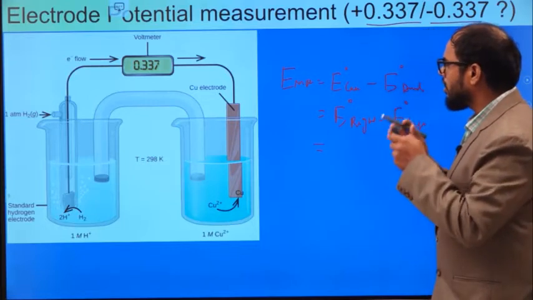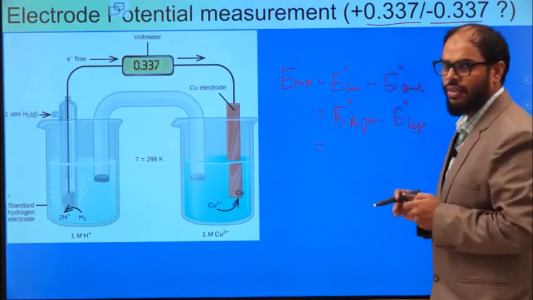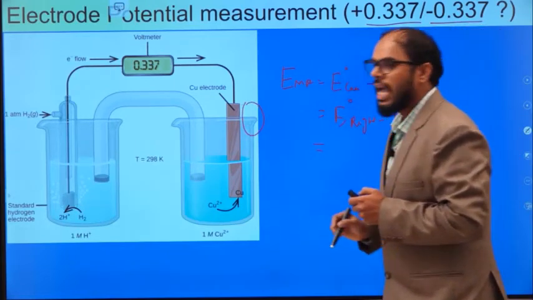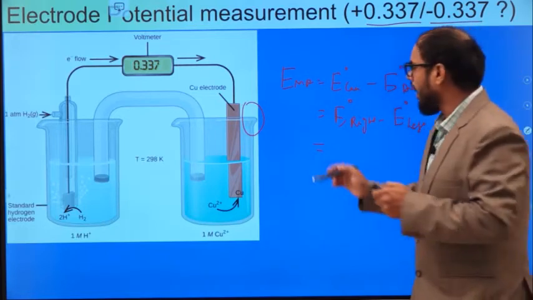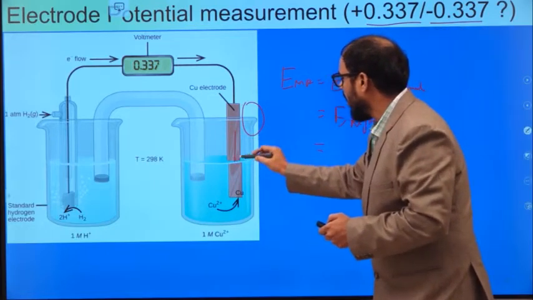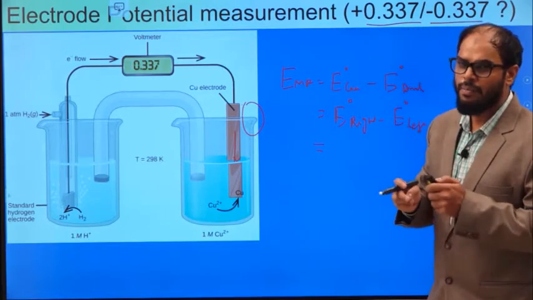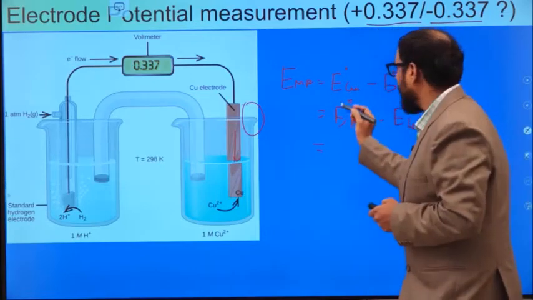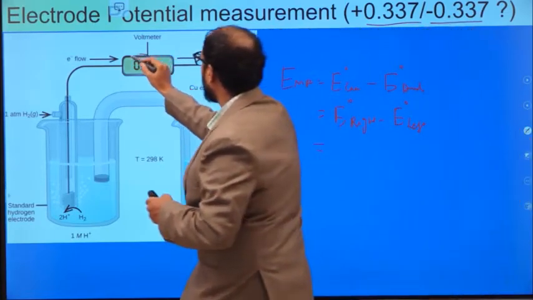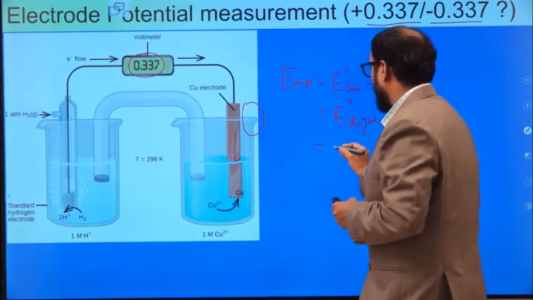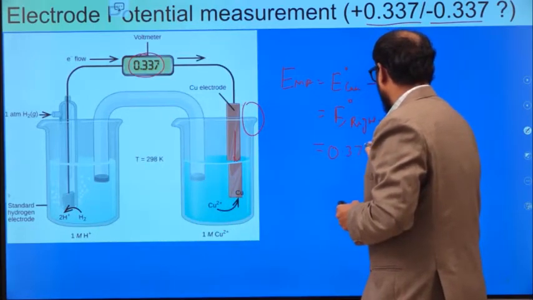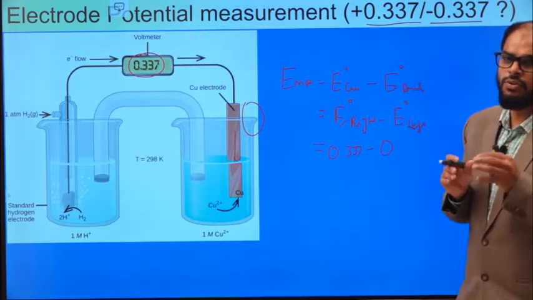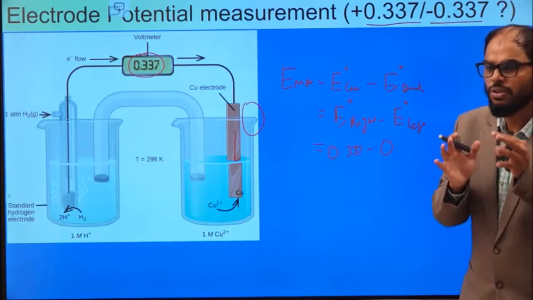Now, since the SHE electrode is connected to copper and copper is acting as a half cell which is accepting electrons, the cathodic reaction occurs at the half cell where copper is dipped in copper sulfate, and the anodic reaction occurs at the other terminal. I can say that the voltmeter is giving a value of E cathode, so 0.337 minus 0, since we are telling that the reference electrode SHE has got a value of 0.00 volts.